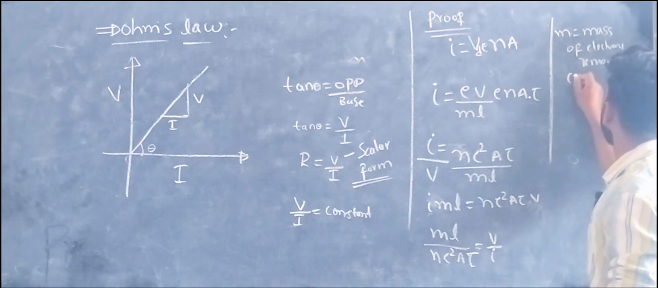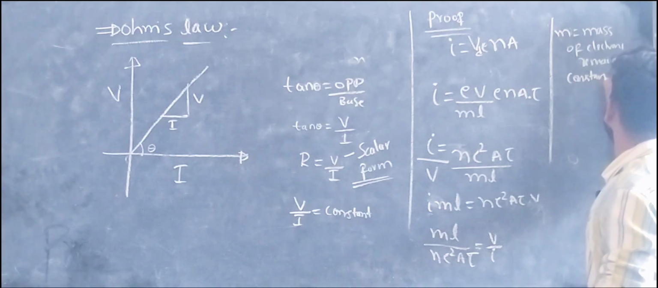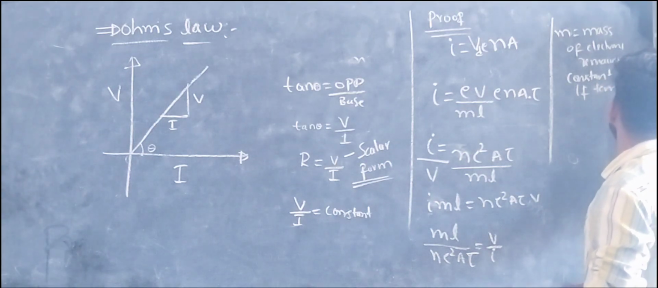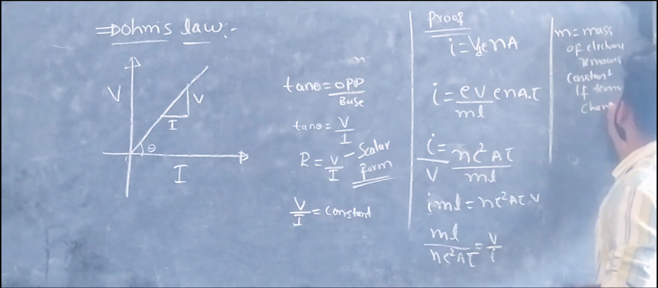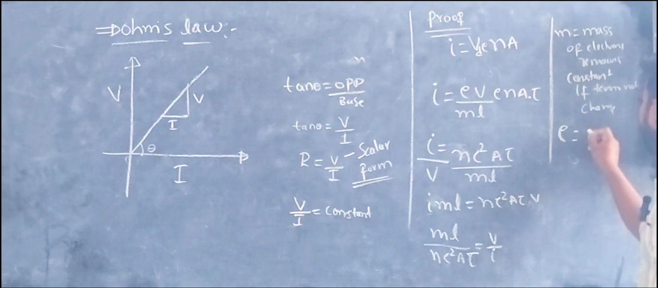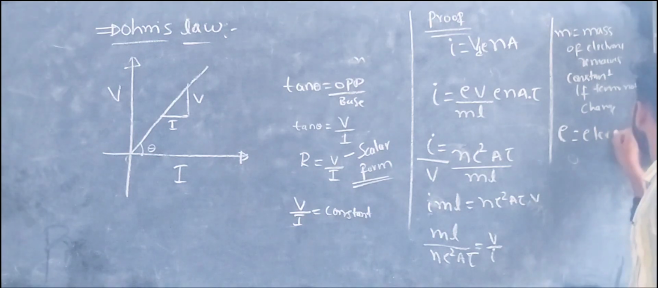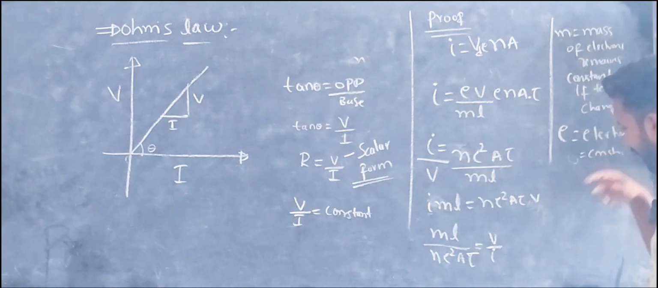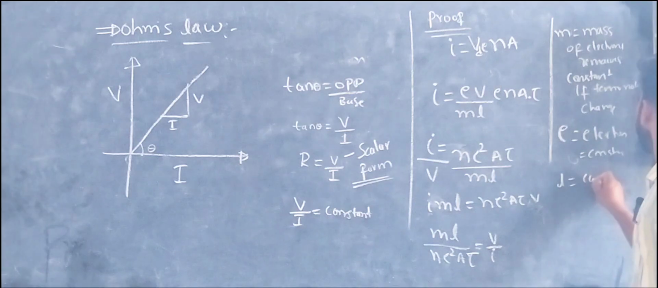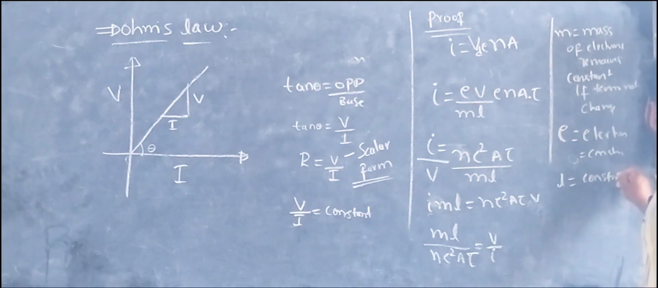Remains constant if temperature is constant. Temperature does not change. Same for e, the electron charge: the electron charge is constant. Then the cross-section area also, and the length also remain constant when the temperature increases.